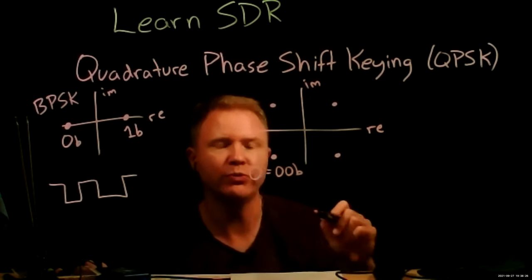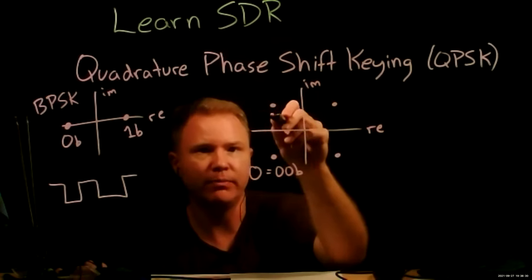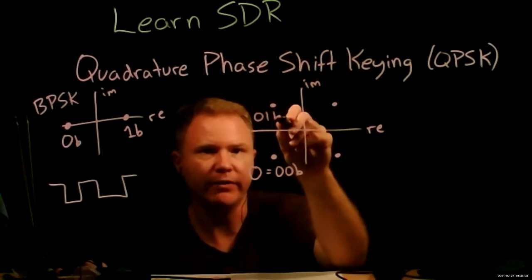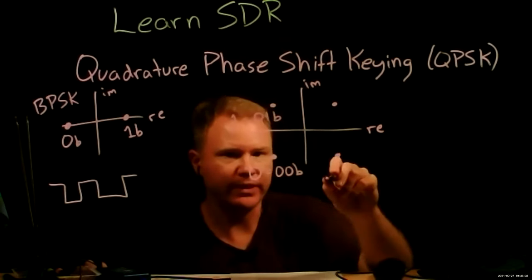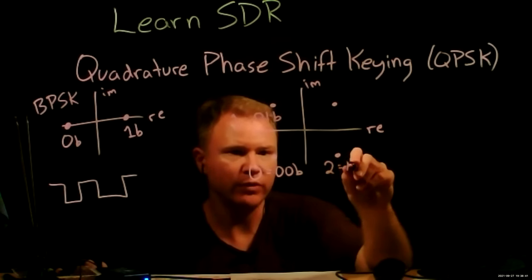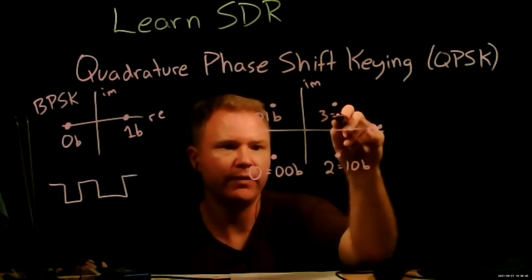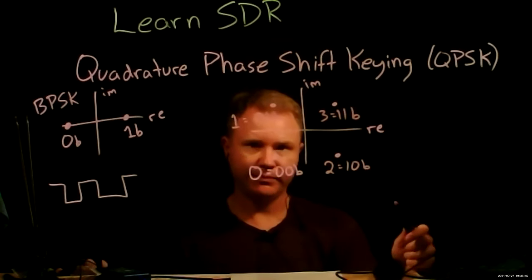So because we have four points, we can encode two bits. This represents the number one, zero, one in binary. This one represents the number two, which is one, zero in binary. And this represents the number three, which is one, one in binary.